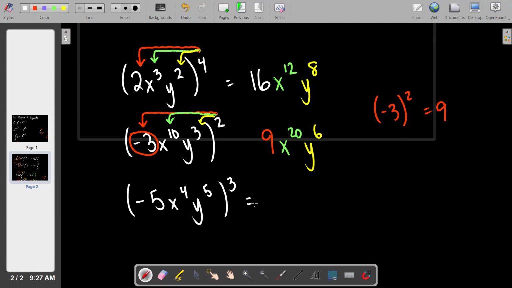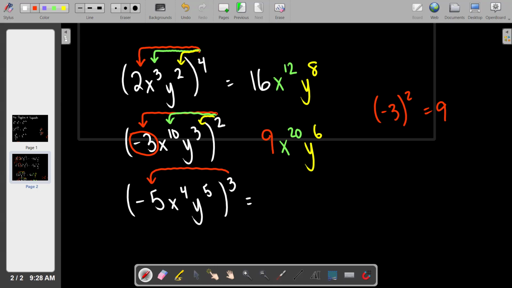I wanted to do this problem with you. To the casual observer, they might say, well, this is just like what we just did. It's really not. There's a little bit of a different twist to this. So let's start with the red. What happens when you take -5 and raise it to the power of 3?